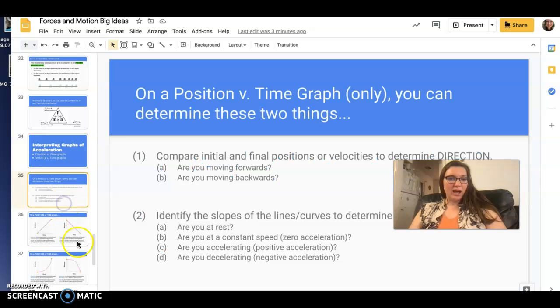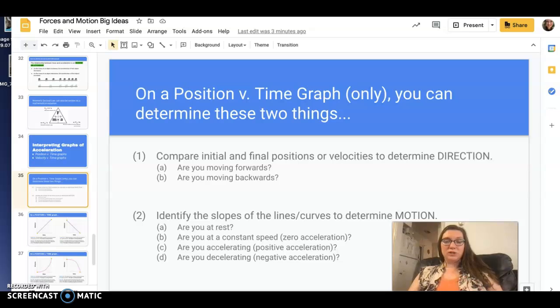Position versus time graphs. The first thing you want to do when you're looking at a graph in general is figure out what is on the y and the x coordinates, position or velocity. If you're looking at a position time graph, the first thing you want to do is to figure out the velocity. How is the velocity changing over time? To do that, you're looking at the slope of that graph.